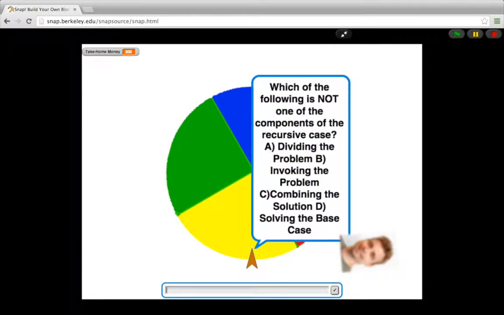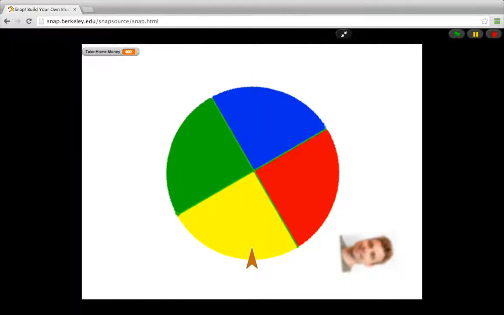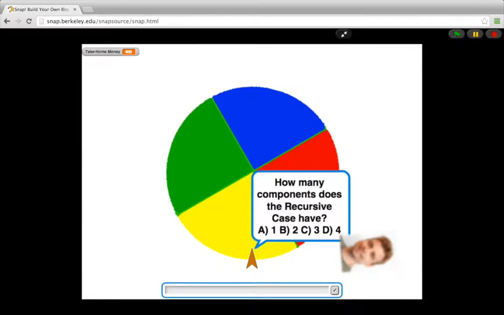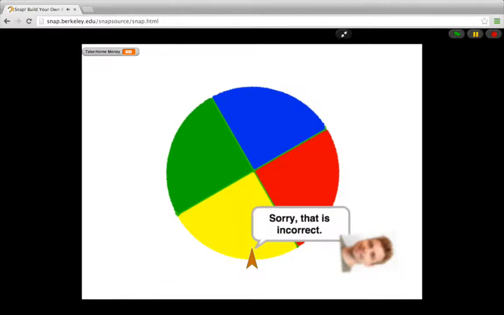It's going to pop up with another question because there are 3 questions in each category. Now we're going to say the answer is D, and we got it correct. You can see how our take-home money is now 400. It's going to ask the last question in the category, and we're going to press A to get it wrong. Since that's incorrect, you can see that our take-home money decreased by 100. So now it's 300, and since there are no more questions in that category, we spin again.